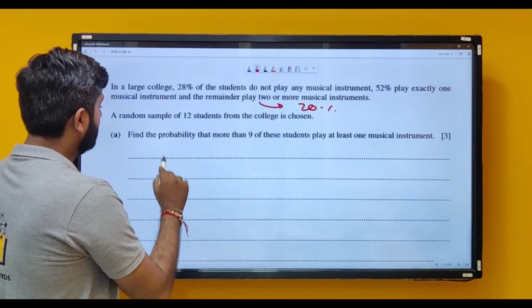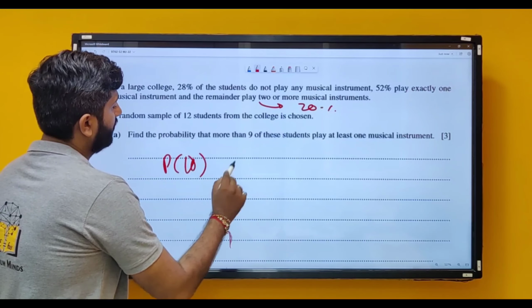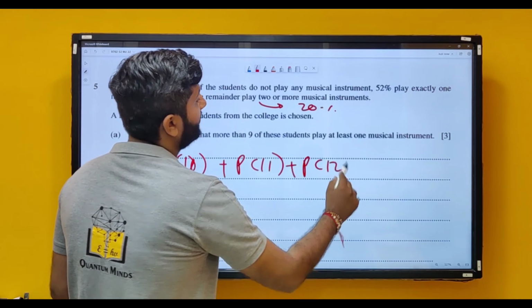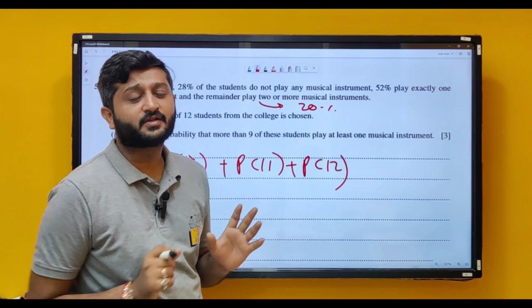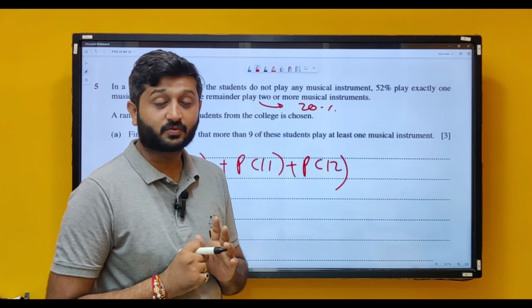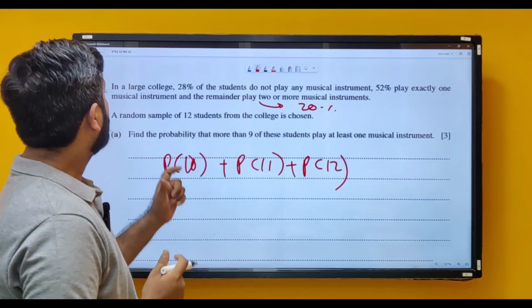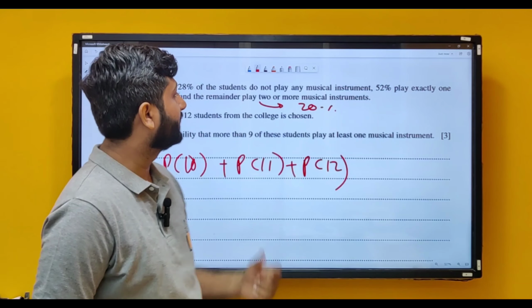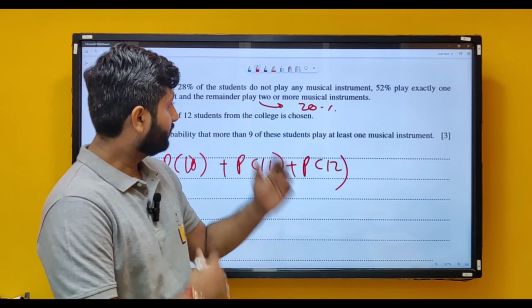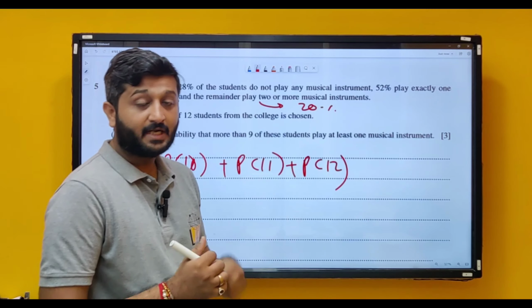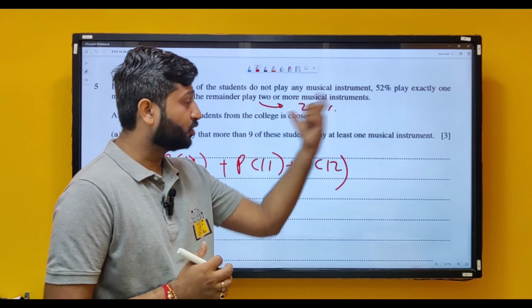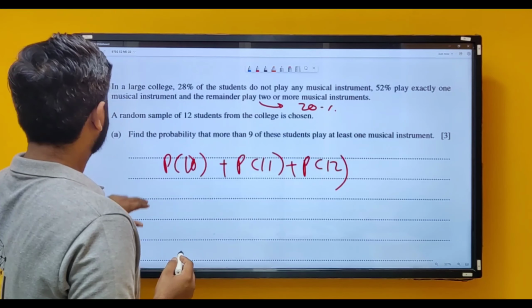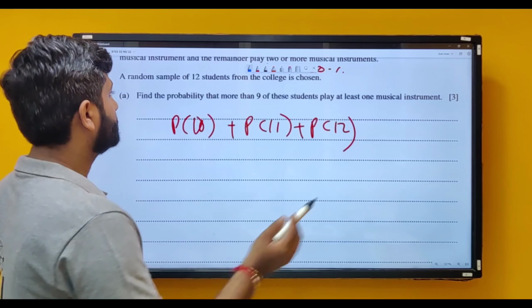More than 9 meaning that either 10 or 11 or 12 will play at least one musical instrument, right? At least one musical instrument. So 52% play exactly one, 20% play two or more instruments. So in total we have 72% who play at least one instrument. Okay, and we have taken a sample of 12 students.